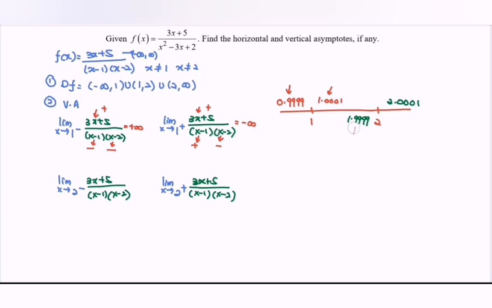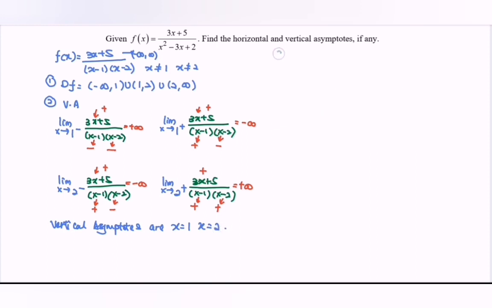Next, substitute 1.9999 because x approaches 2 from the left. In this part we will have a positive, in this part a positive, and in this part a negative. So, conclusion, negative infinity as x approaches 2 from the left. Finally, we have 2.0001. For this part, definitely we will have a positive, same for this part, positive, and this part also positive. So we will have positive infinity. From here, we can make a conclusion: the vertical asymptotes are x equals 1 and x equals 2.